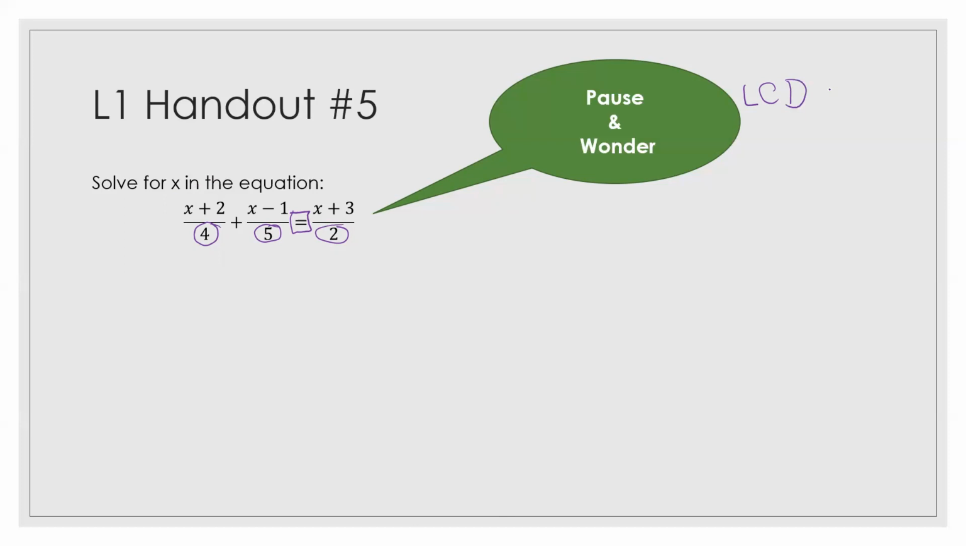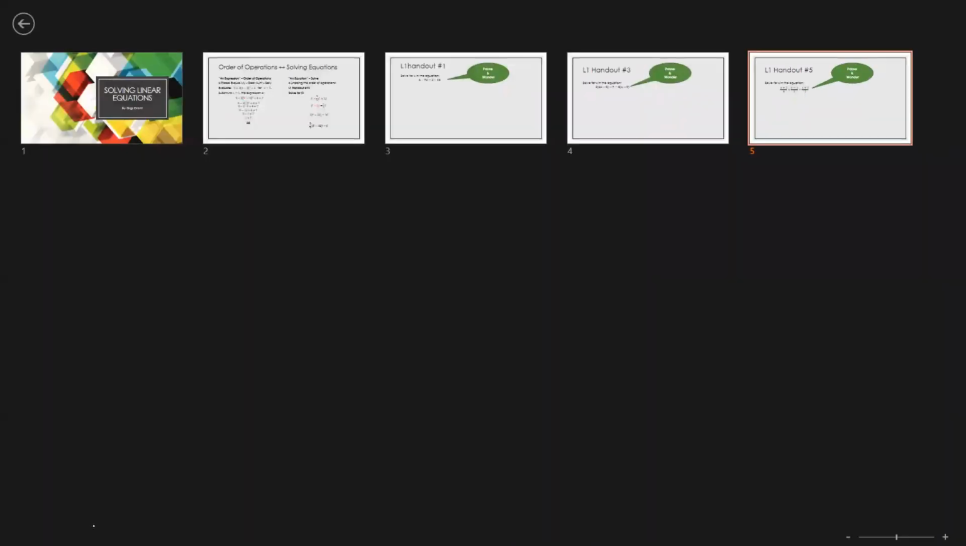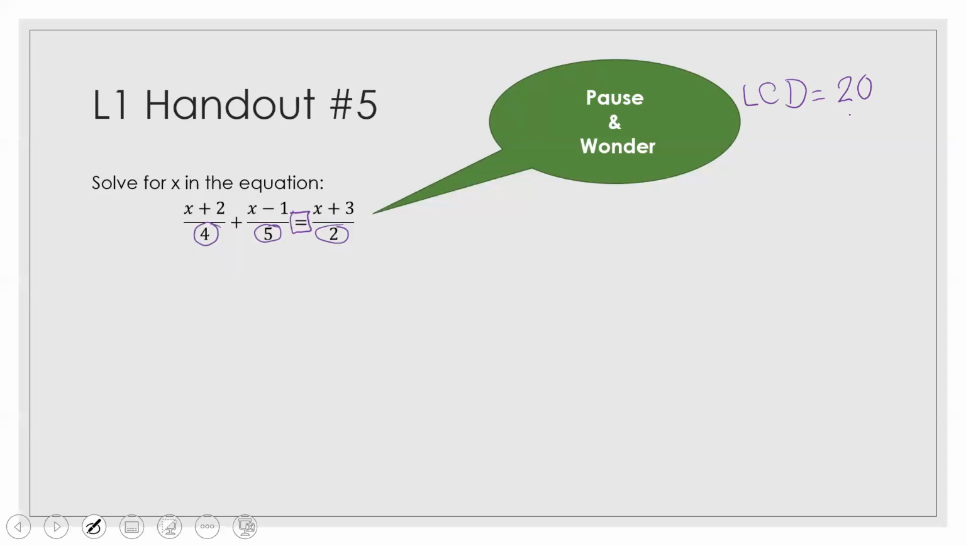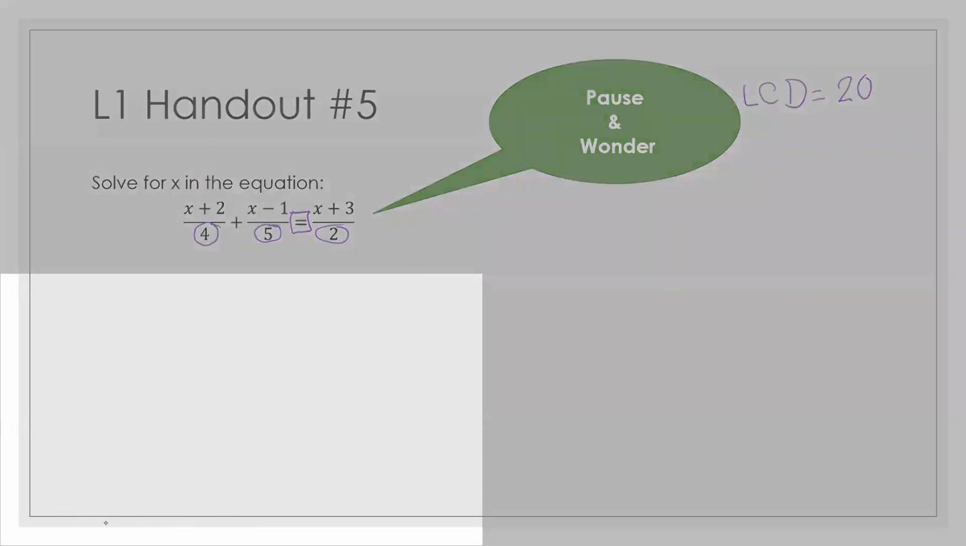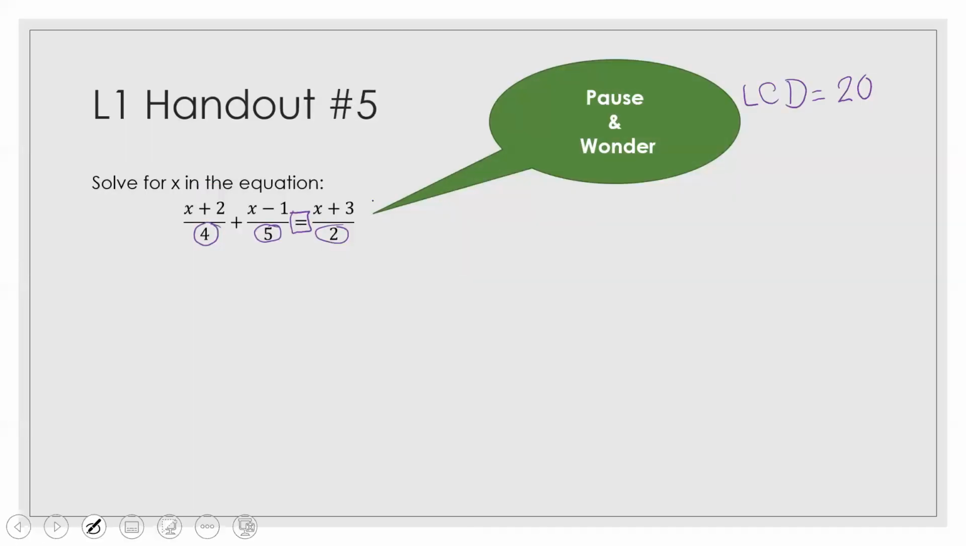I would say I want to get rid of all denominators at the same time. So I'm going to go ahead and look for the least common denominator between 4, 5, and 2, and that would be 20. Okay, so the trick here is I am going to multiply both sides by 20. And multiply both sides of the equation by 20.